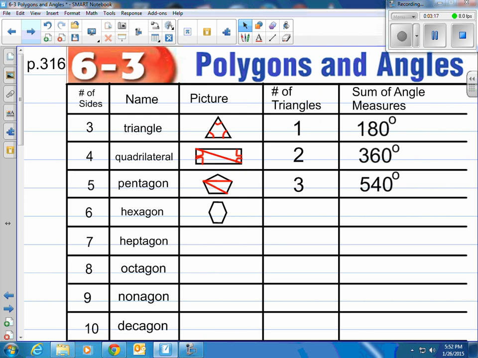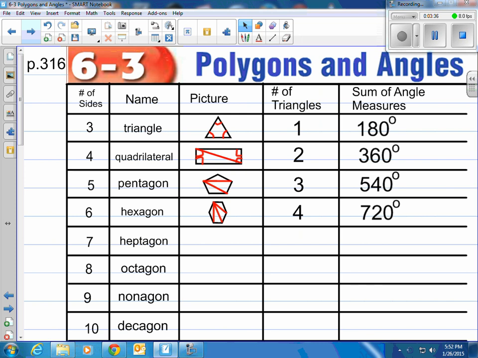All right, hexagon, a 6-sided figure. I'm just going to draw our diagonals here. And I see that we have 1, 2, 3, 4 triangles. And that's going to be 4 180s. I use my calculator, and I get 720 degrees for that one. What about a 7-sided figure?